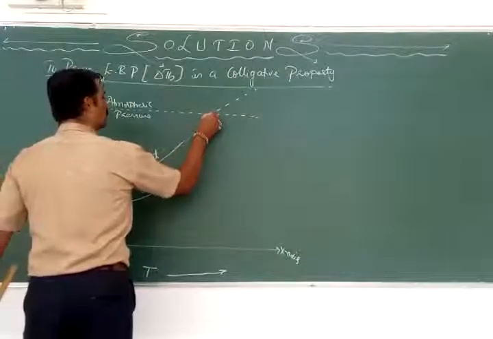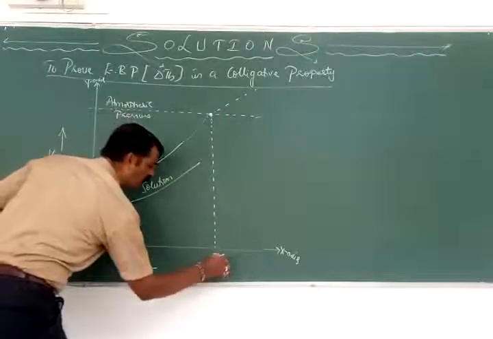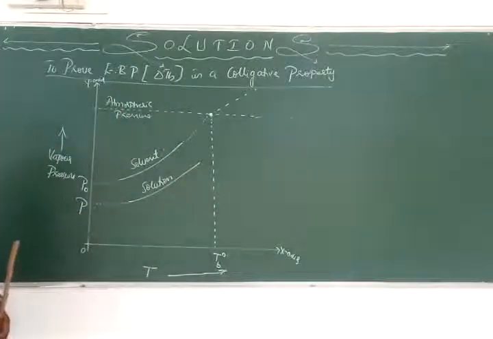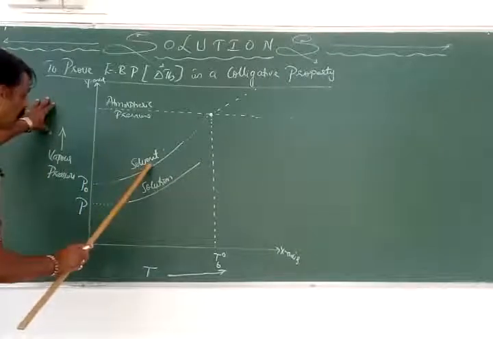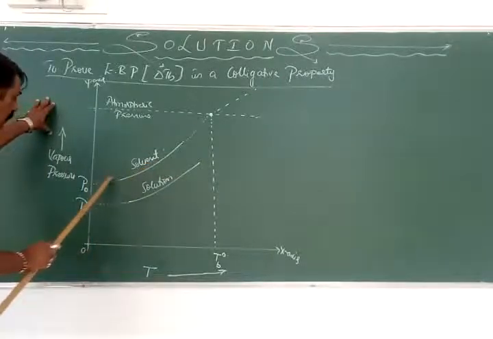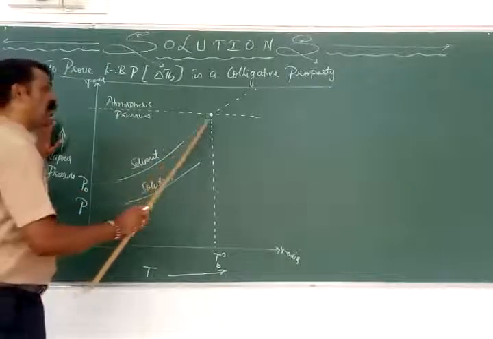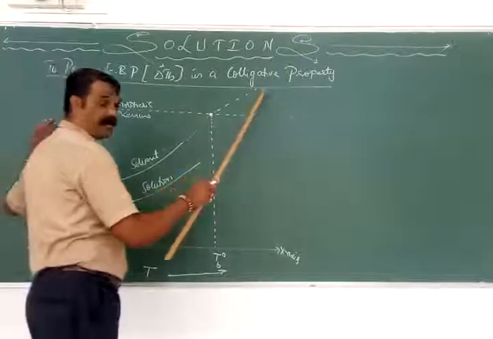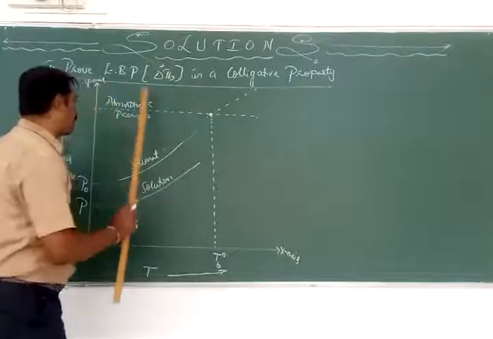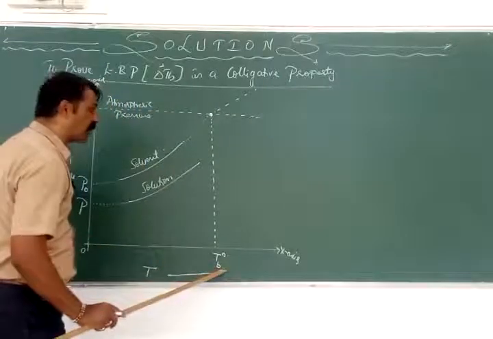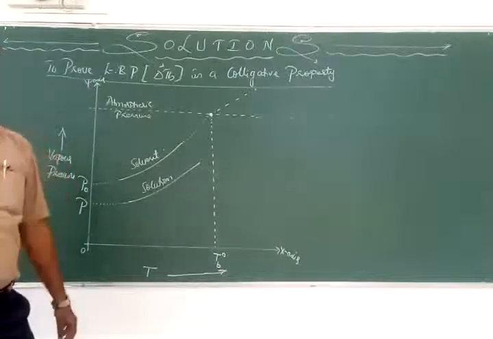This is called TB naught. What is TB naught here? It is the boiling point of the pure solvent, because this is the vapor pressure curve with respect to the solvent. P naught is the vapor pressure of the pure solvent. As the temperature increases, the vapor pressure goes on increasing, and suddenly it becomes completely vaporized. The temperature where it reaches the atmospheric pressure is called TB naught, the boiling point of the pure solvent.